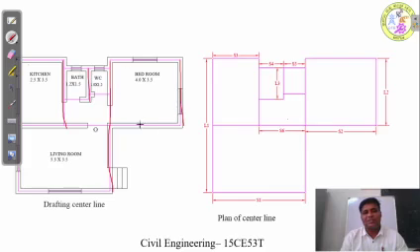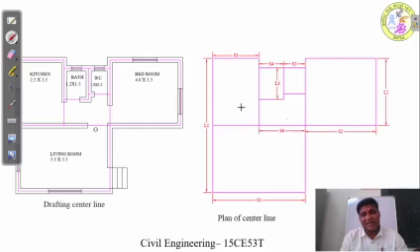So next, after completing the walls in the y direction, then join the walls in the x direction. Here there is a wall, here there is a wall, here there is a wall. So all the wall lines have to be joined by the center line. So this is called drafting the center line. See, this center line has been redrawn here, what I have drawn.